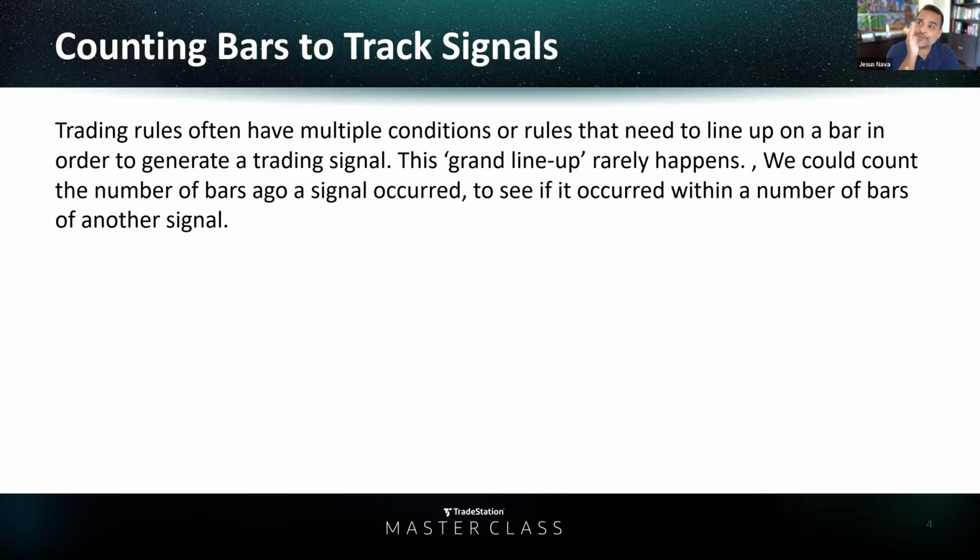Now, to have those technical ideas align and provide a signal at the same time on the same bar may be very difficult and rarely happens on a chart. So you have to give yourself a little bit of flexibility and say, well, if the moving average cross happened 3 bars ago and my RSI condition happened 5 bars ago, I would take that as a signal. So you have a little bit of flexibility as to when in history or real time that condition happened.